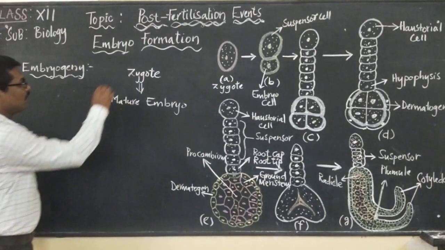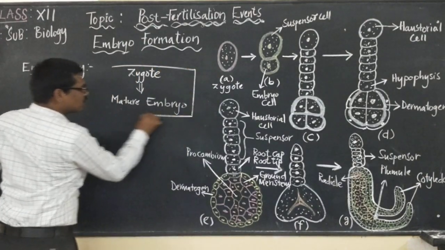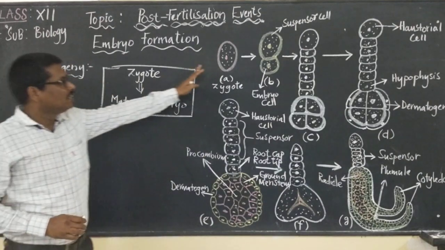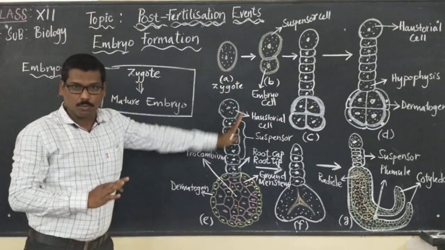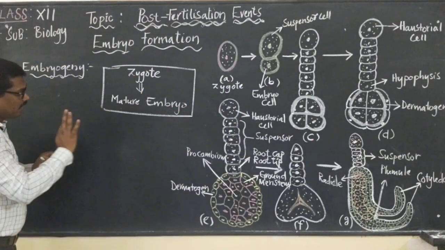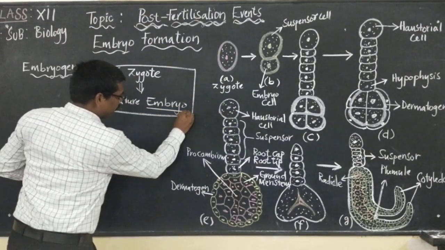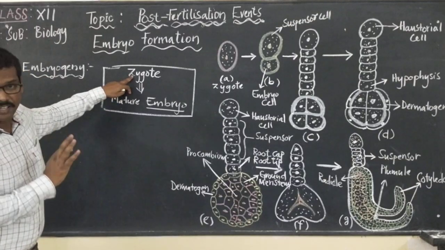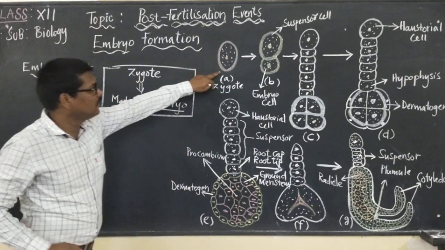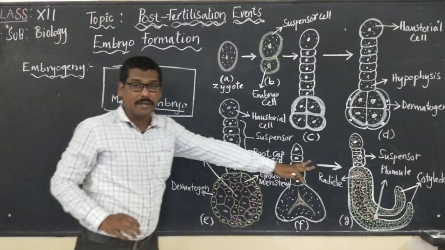Now, how is this process taking place? We are going to study it in a schematic, diagrammatic way. So here we said mature embryo. How is it formed? It is from the zygote. It is this zygote which develops into a mature embryo.